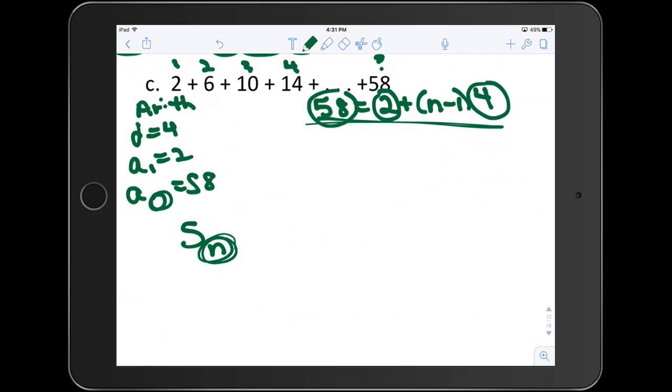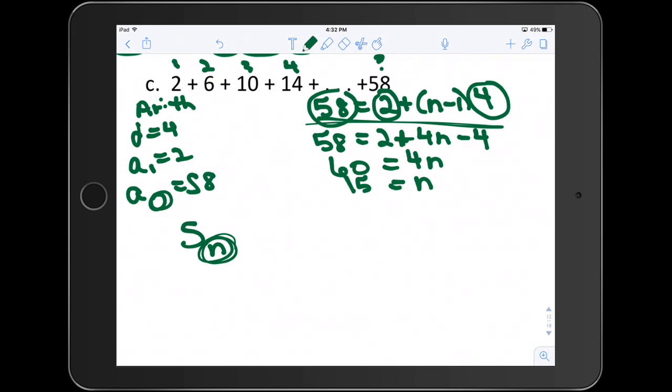So let's solve this. Yes, so we have 58 equals 2 plus 4n minus 4. What do we have there? Negative 2, we're adding that. So we end up with 60 equals 4n, and n is equal to 15. Okay, so yeah, it wouldn't have been so bad to do trial and error on that. But like I said, that's not going to be what an assessment is. The assessment's going to make you figure it out long-handed.